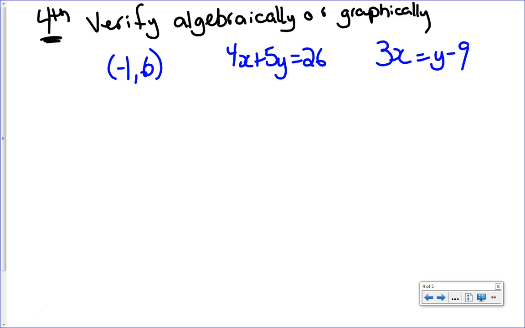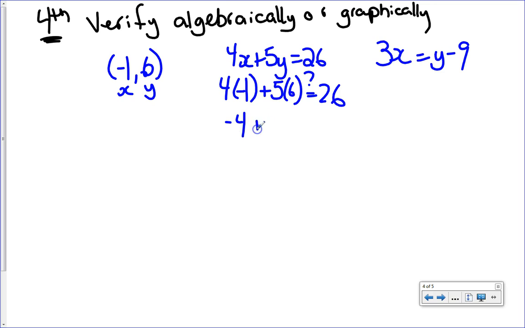And so hopefully everybody remembers how to do this algebraically. We would put in the -1 for x and the 6 in for y in both equations. And if we've done our work correctly, the left side will equal the right side. So 4 times -1 plus 5 times 6 hopefully equals 26. So 4 times -1 is -4 plus 30. Again, we're hoping that equals 26. And -4 plus 30 would give me 26. So 26 equals 26. That's good.